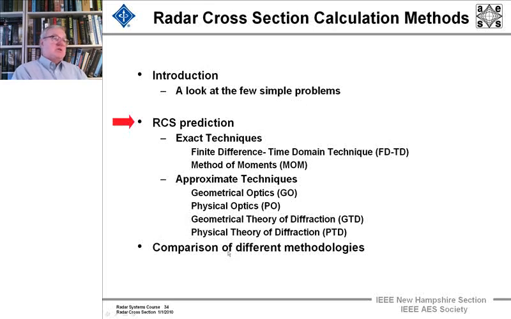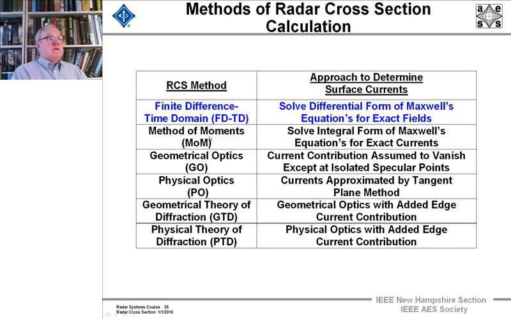Now let's look at predictions in detail. The first one we're going to look at is the finite difference time domain method. And it's an exact method, and we solve the differential form of Maxwell's equations for the exact fields. And as with every one of these methods, there's going to be the pros and the cons.